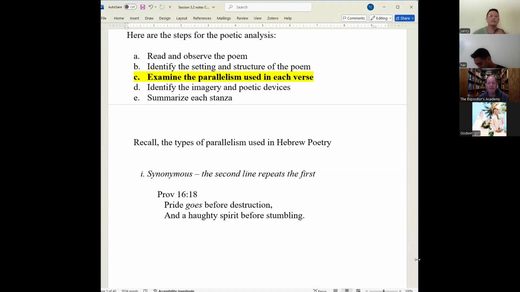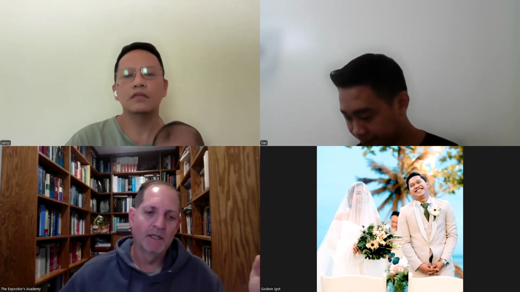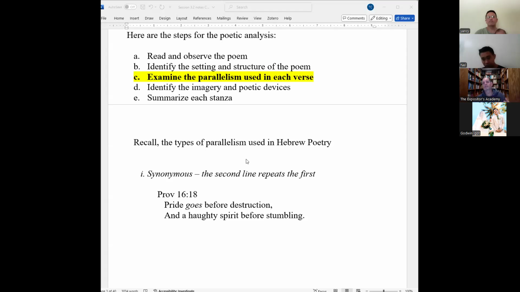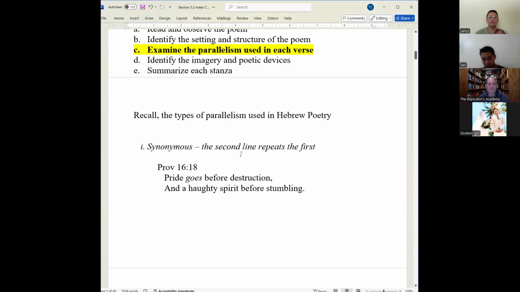And again, remember, parallelism is simply that there's an intended, particular relationship between lines within a verse. There were three general types of parallelism that we discussed in class. The first is synonymous, and that's just as it sounds, synonym. The second line is essentially saying the same thing or something very similar to the first line.